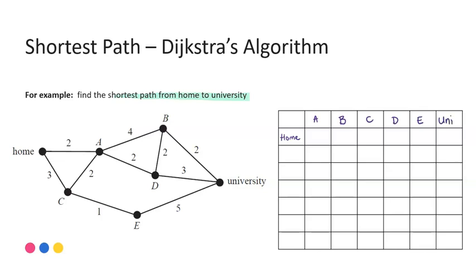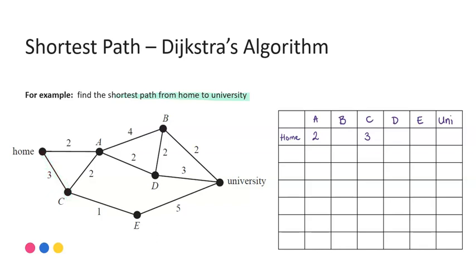And so what I'm going to do in this first row for home is check any of this one-step direct connections. So we're only talking about adjacent vertices here, that direct connection. So from home, I can see that there is a direct connection to vertex A, and it has a weight of 2. So in the box here with home and A, I'm going to record that distance. I can then also see that there is a direct connection from home to vertex C, and that has a weight of 3. So again, home and vertex C, I record that weight of 3.